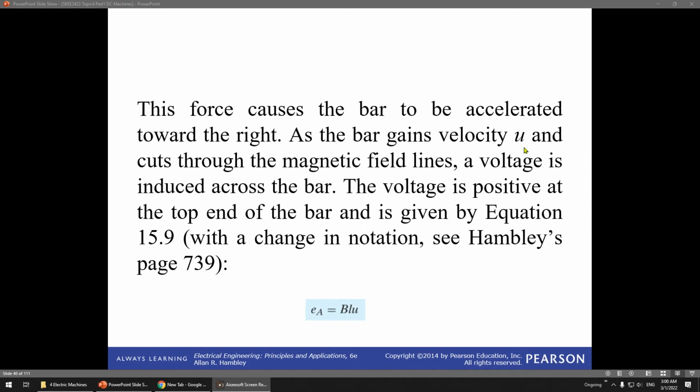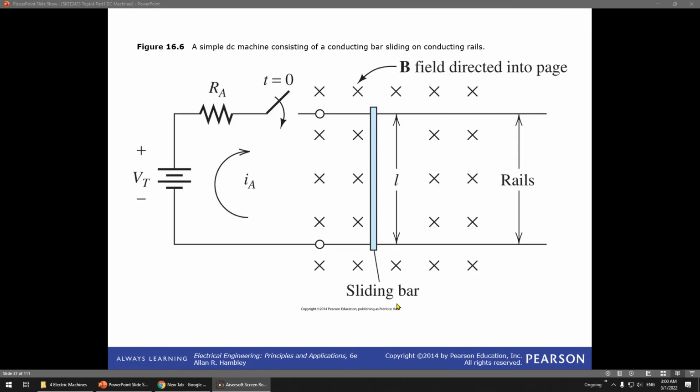When the bar accelerates to the right, as the bar gains velocity, it will cut through the magnetic field lines. A voltage will be induced in the bar. The voltage is positive towards the top end of the bar. So this one is E equals B L u. When you apply the voltage here, it will produce a current something like this, and this sliding bar will move to the right.